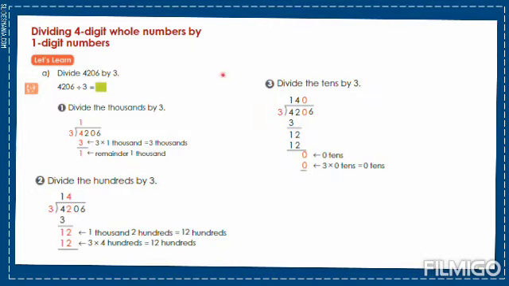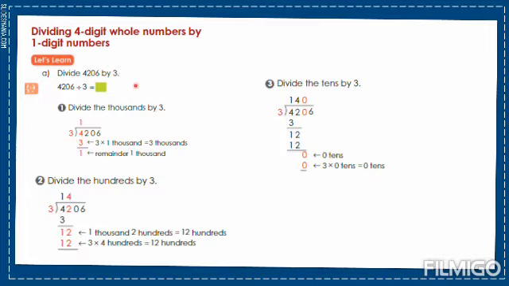In this slide, class, we'll be learning here on how to divide four-digit whole numbers by one-digit numbers. So there is a problem here, and I will be using this one for my discussion. And here is the problem. Divide 4,206 by 3. So there are four steps to follow, class, for us to find the quotient.